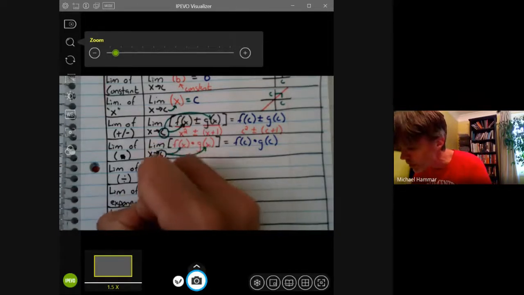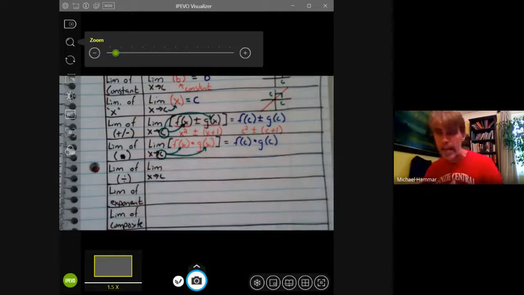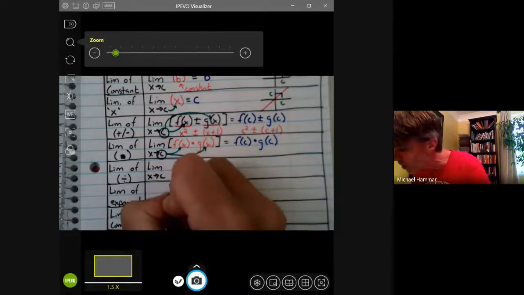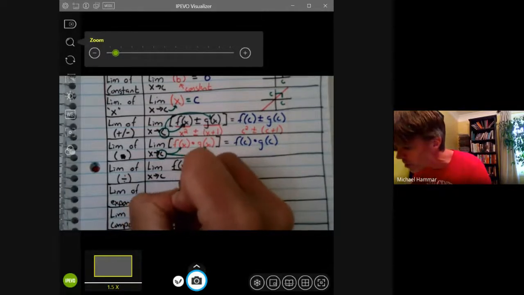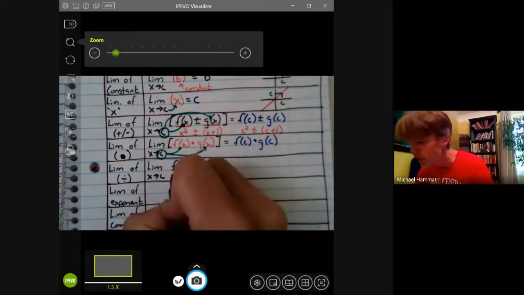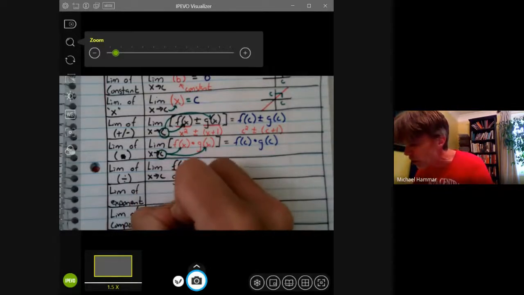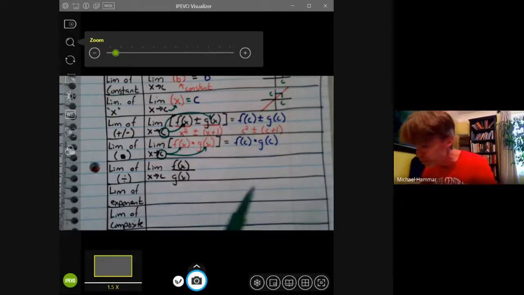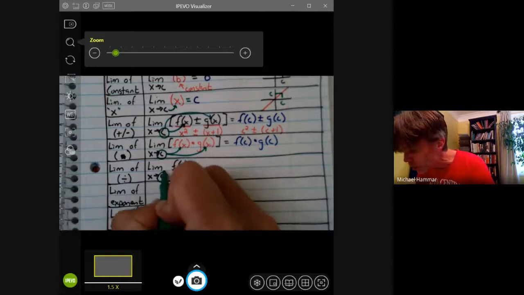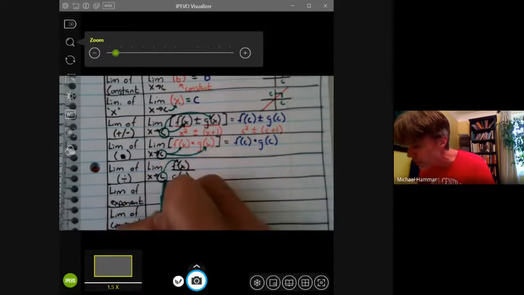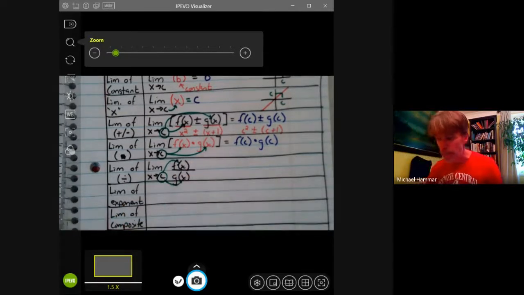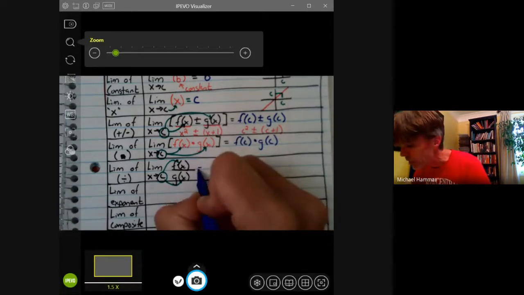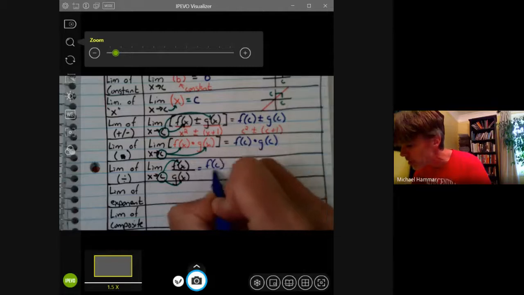What if I gave you the limit as x approaches any c of the function f of x? So there's some function on the top of the fraction, and then there's some other function on the bottom of the fraction. What do you do? Well, you substitute whatever that value is into the numerator, and you substitute that value in for whatever is in the denominator. So it's going to be f of c over g of c.